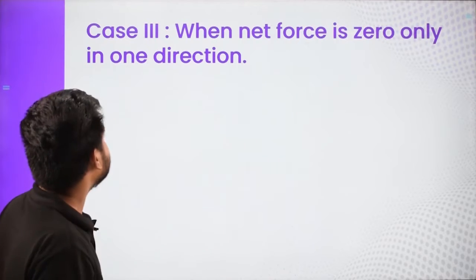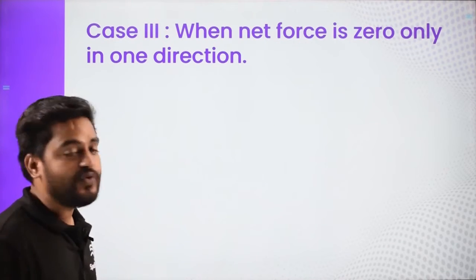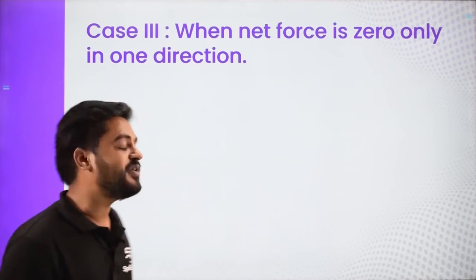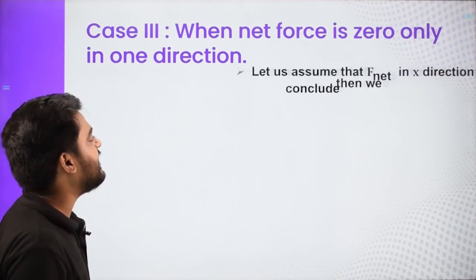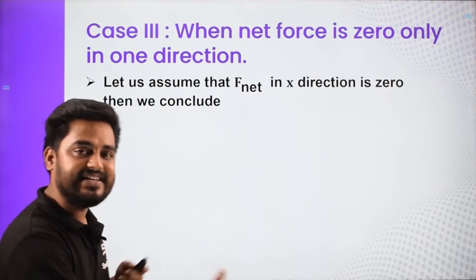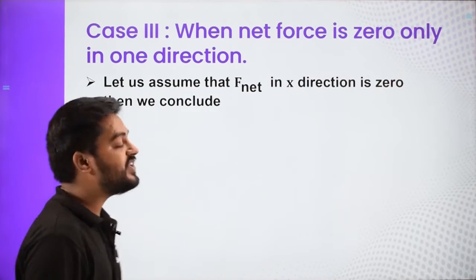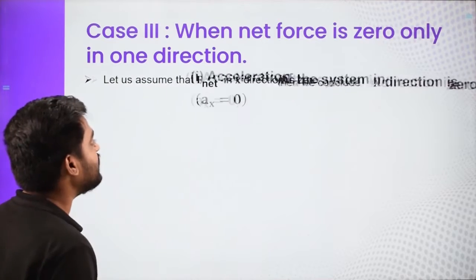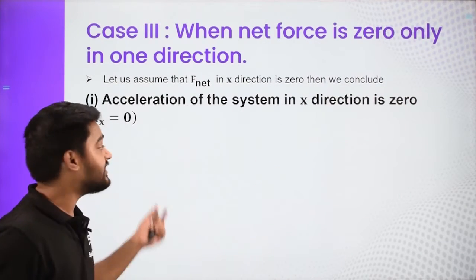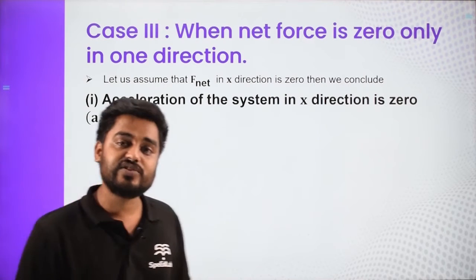Let us discuss the next case, when the net force is 0 but only in one particular direction. The overall force is not 0, but the force is 0 in a particular direction. So let us assume that the net force is 0 in just the x direction, or along the x-axis. If it is 0 along the x-axis, what can we conclude? We can conclude that the acceleration of the system along the x direction is also going to be 0.